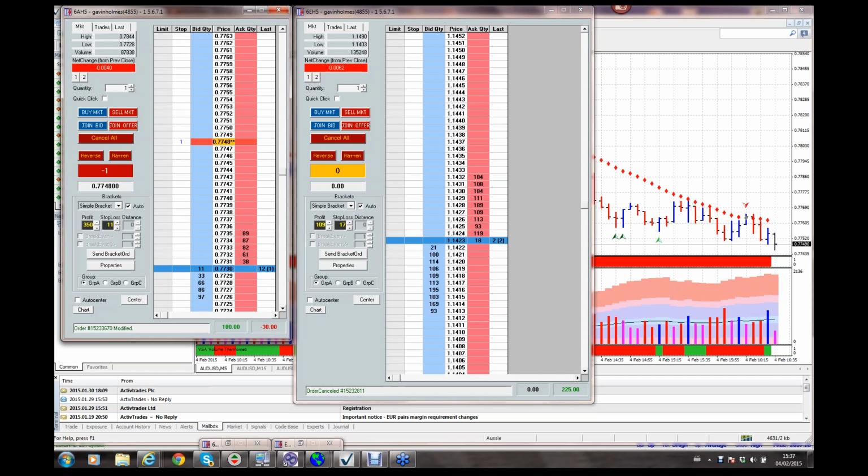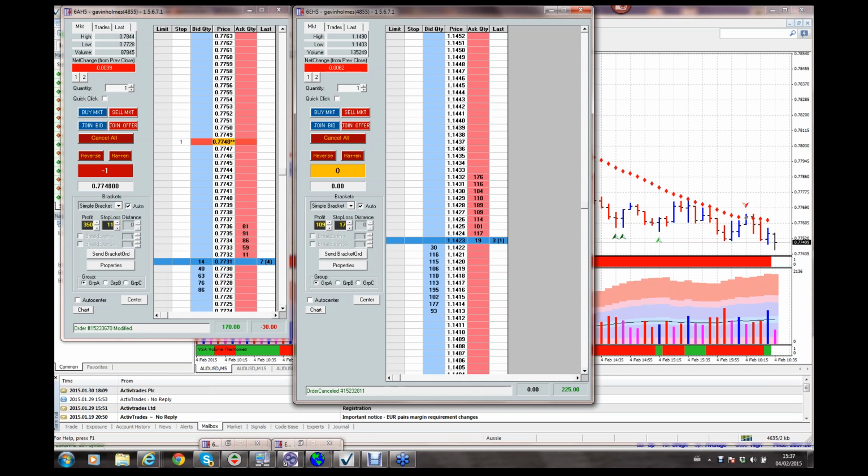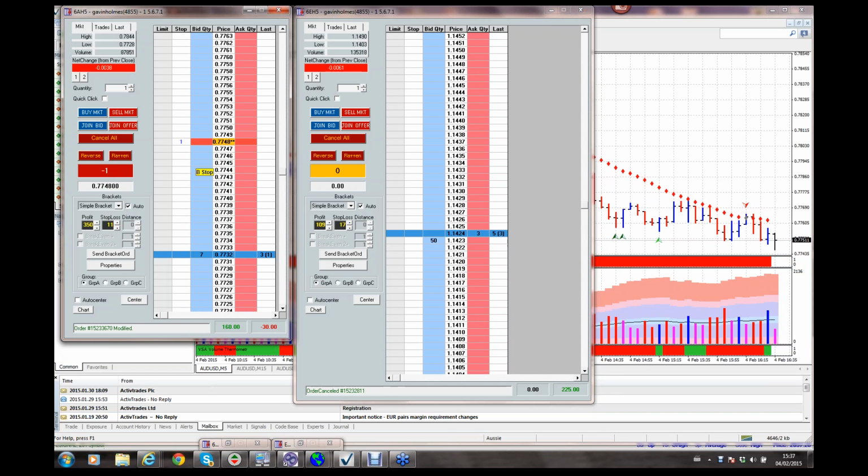Now, because we're coming to key support, we've got the stop at break even. Because I've already made a profit, I'm not going to move that stop. I'm going to let that go, and I'm going to watch the trending system to tell me to stay in the trade. There's no risk in this trade because this trade is closed. My risk here is reduced to nothing because I'm at break even.